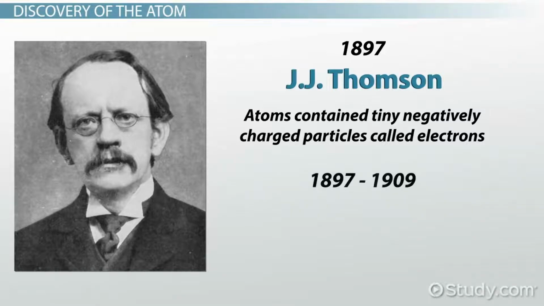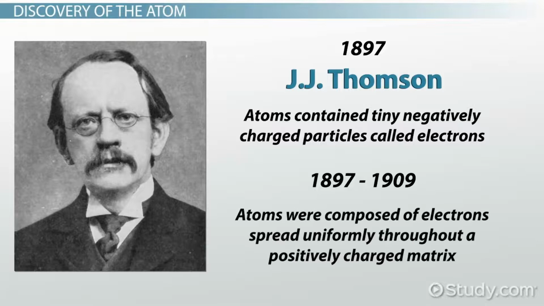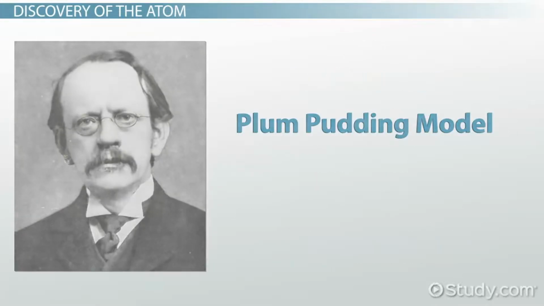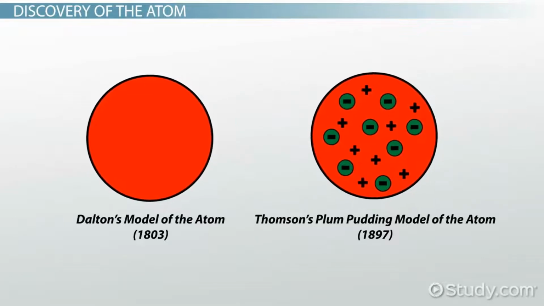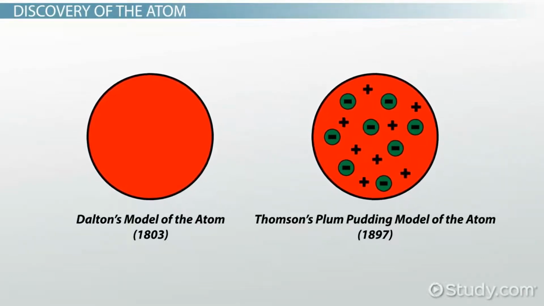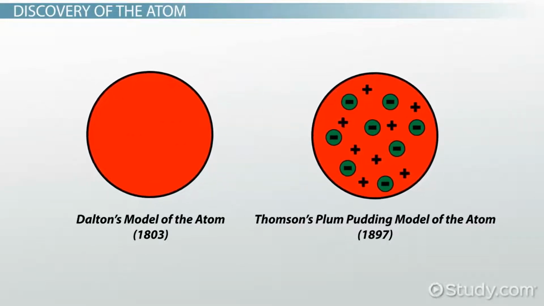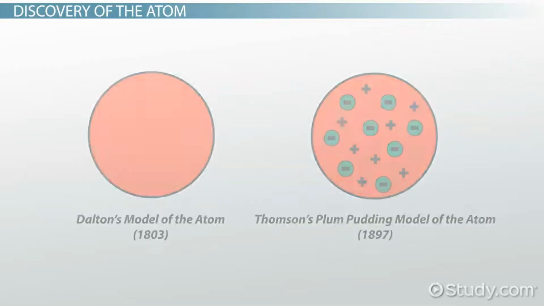From 1897 to 1909, scientists thought that atoms were composed of electrons spread uniformly throughout a positively charged matrix. J.J. Thomson's model was known as the plum pudding model. Dalton's model of the atom depicted a tiny, solid, indivisible sphere. Thomson's plum pudding model shows electrons, the green circles, distributed in a positively charged matrix.